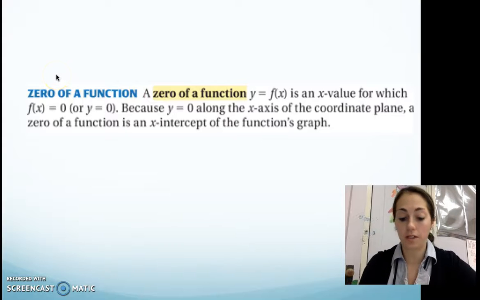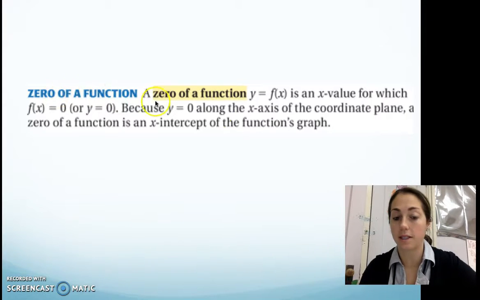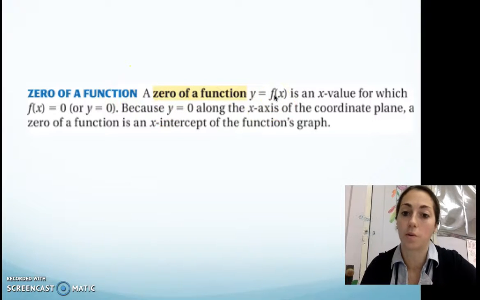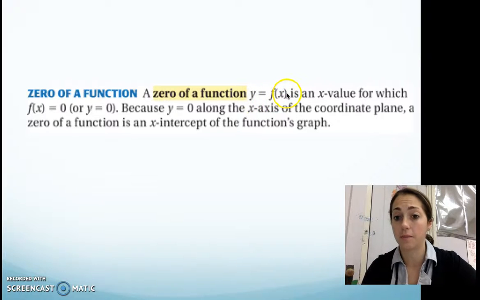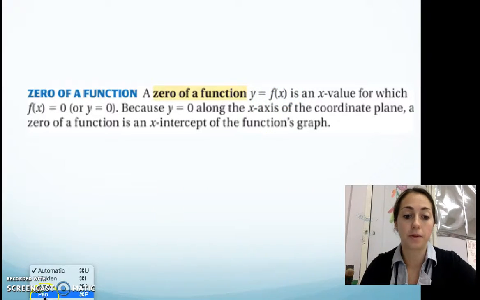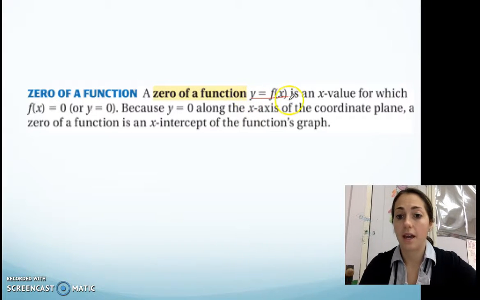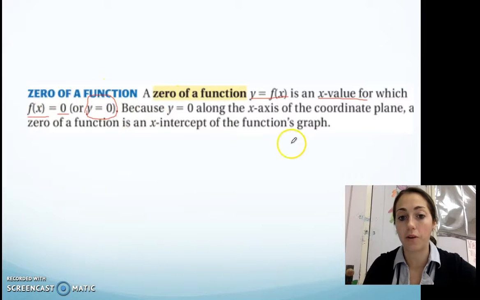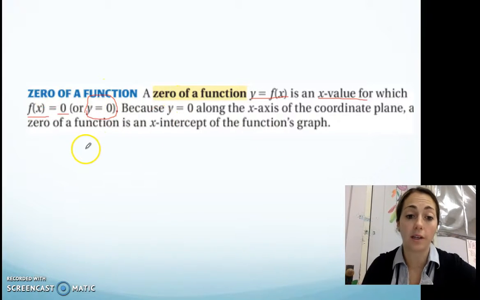So the first thing we need to know, the biggest part of this topic, is what a zero of a function is. You see that's a term that is highlighted there, zero of a function. Well, they're telling us that y equals f of x is an x value for which f of x equals 0. So in other words, when y equals 0. So when I say a zero of a function, I mean when y equals 0.